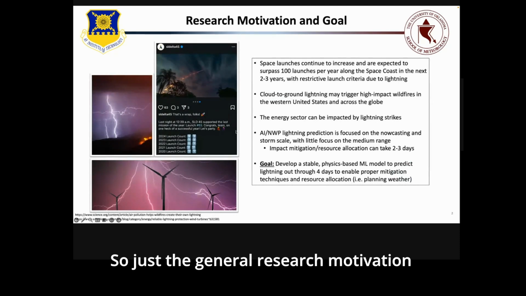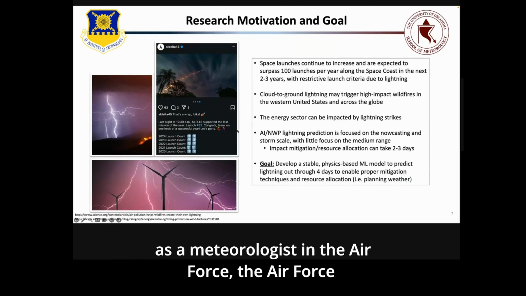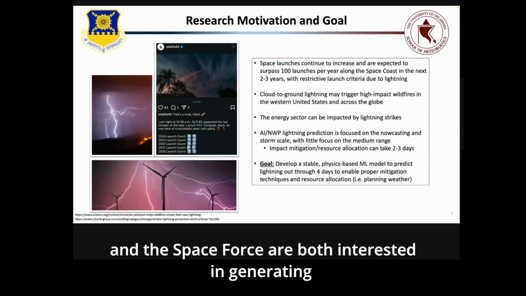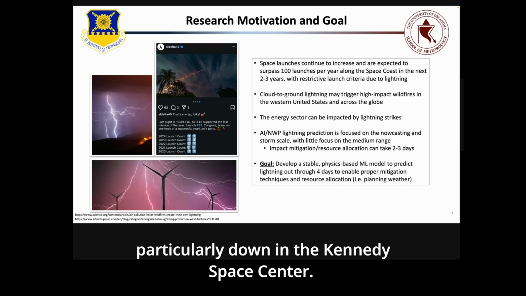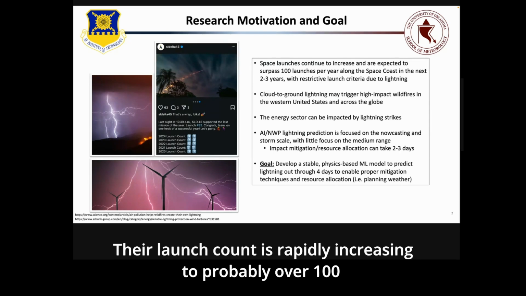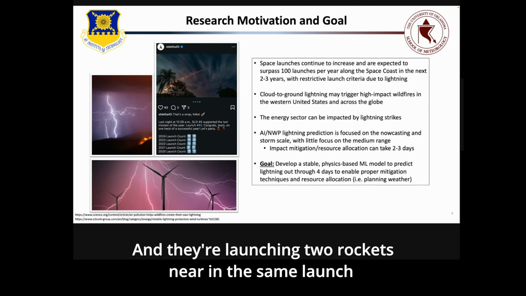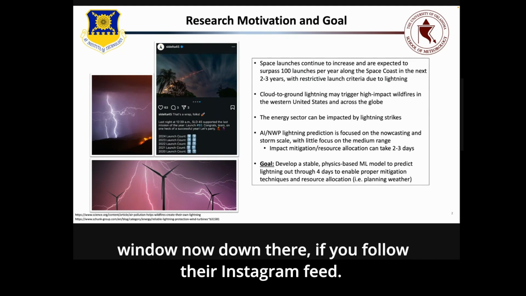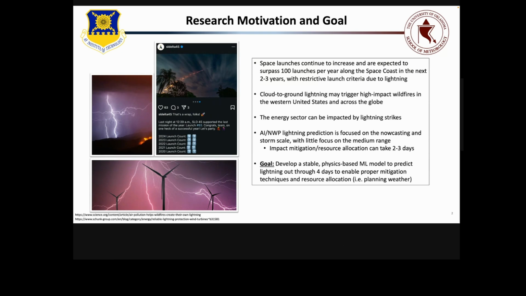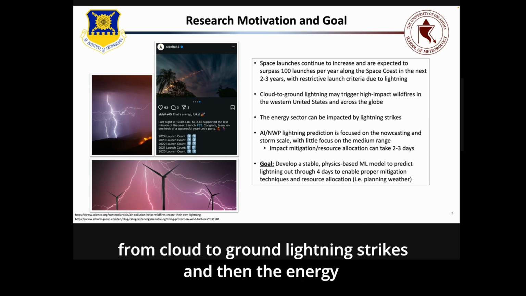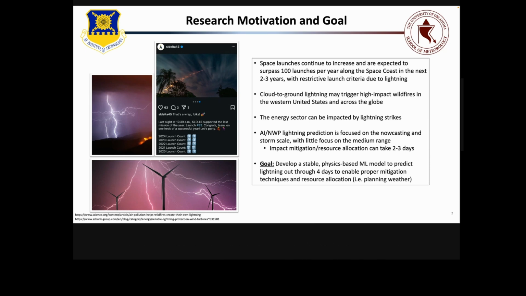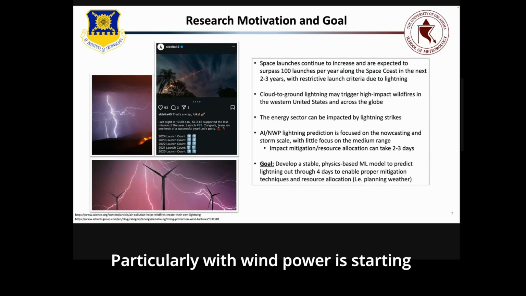So just the general research motivation: as a meteorologist, the Air Force and the Space Force are both interested in generating larger access to space for space launches, particularly down at Kennedy Space Center. Their launch count is rapidly increasing to probably over 100 this year, and they're launching 2 rockets in the same launch window now down there, if you follow their Instagram feed. Other things that lightning impacts are wildfire, from cloud to ground lightning strikes, and the energy sector, particularly with wind power, which is starting to be impacted from lightning as well.